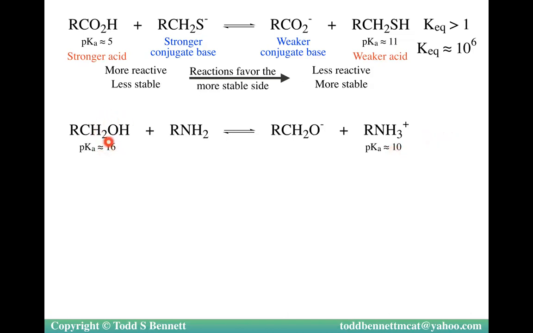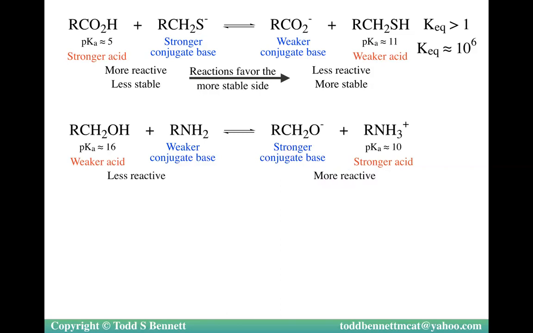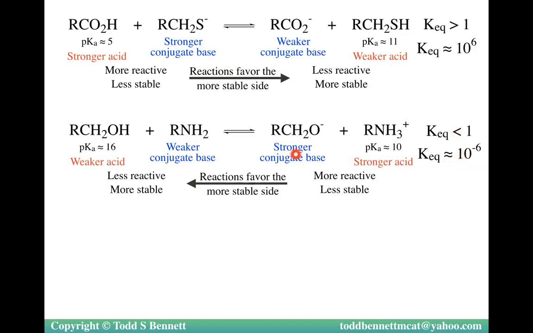Also, this is a weaker acid because it has a higher pKa. This is the stronger acid. So a stronger acid would go with a weaker conjugate base. A weaker acid goes to a stronger conjugate base. Stronger ones are less stable and more reactive. The weaker ones are less reactive, more stable. So it's going to go backwards.